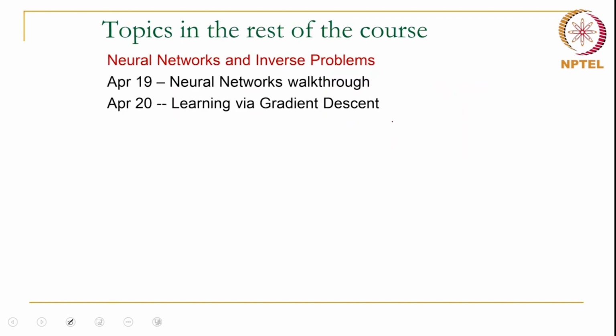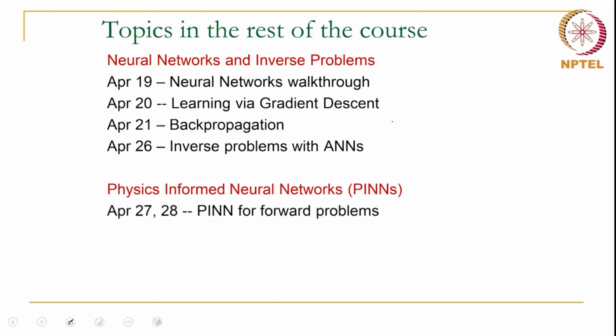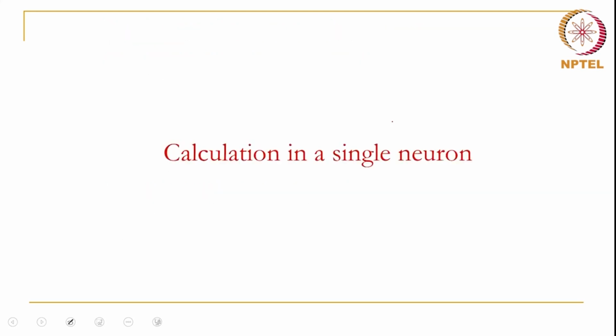Tomorrow we'll look at gradient descent, the primary optimization algorithm, variants of which are used in all neural networks. Day after tomorrow we will see this algorithm called backpropagation. And next week we'll deal with inverse problems with ANNs using all these ideas. And then I'll do PINNs. There will be some leakage back and forth depending on how much time we have in each class, but this is the rough plan for the topics I'm going to cover.